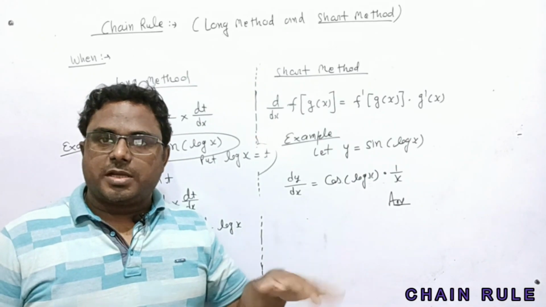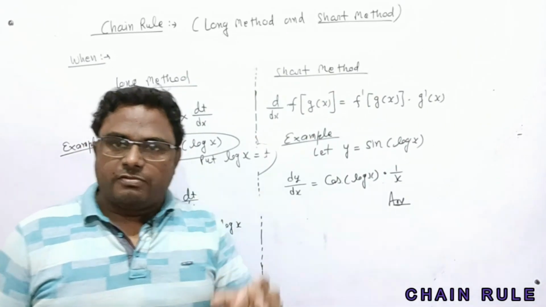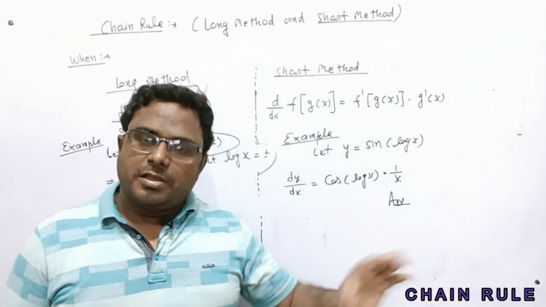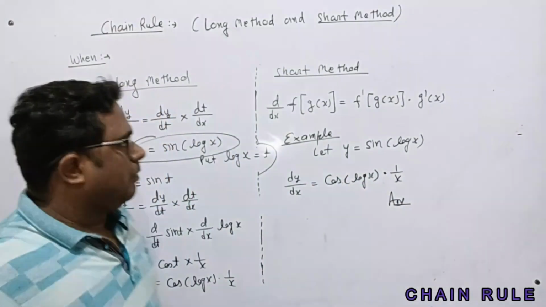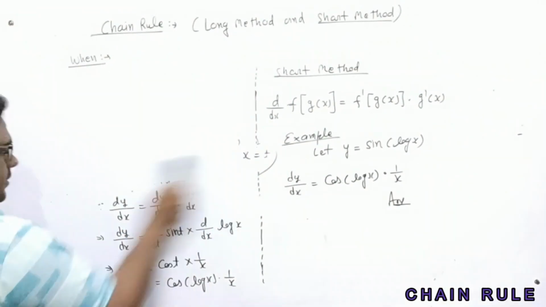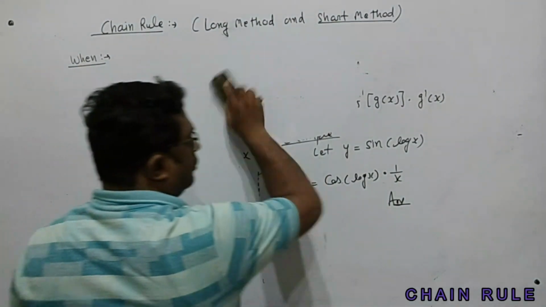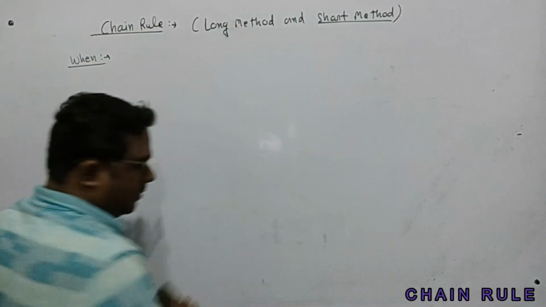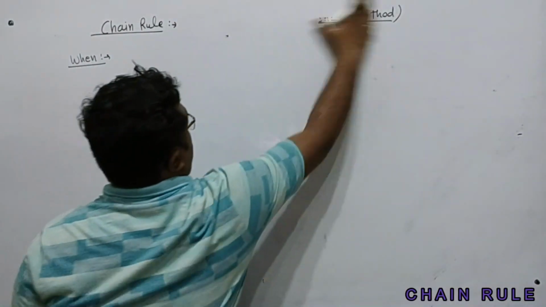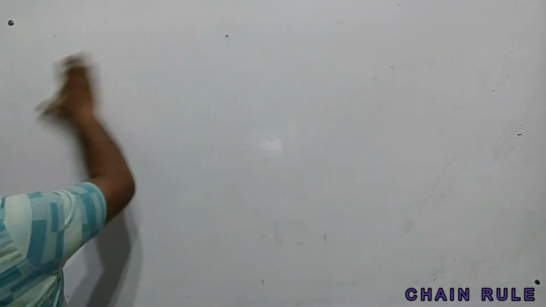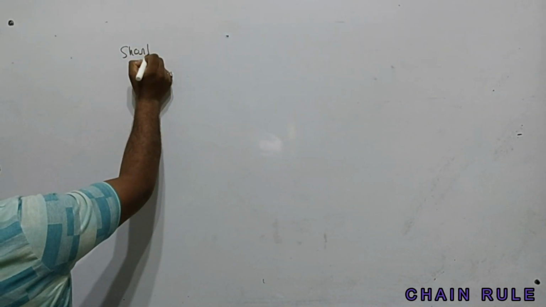Suppose there had been three functions: main function, secondary function, third function. Even then the same rule will be applied in a similar manner. Now let us consider some more examples, and I will solve all those examples by the shortcut method.